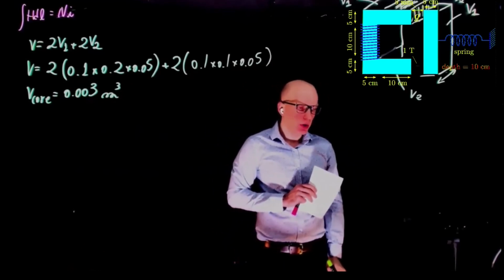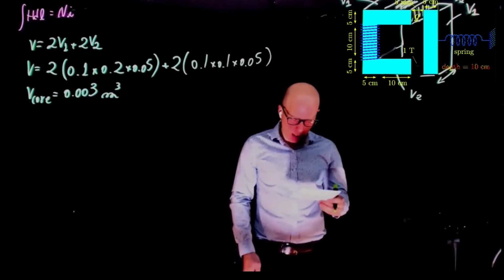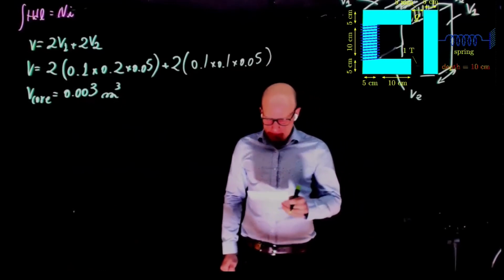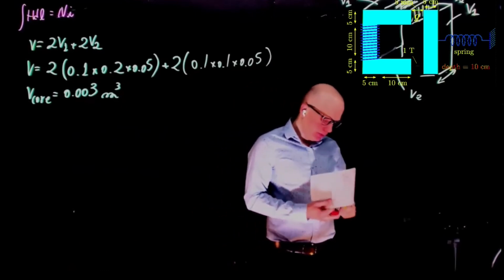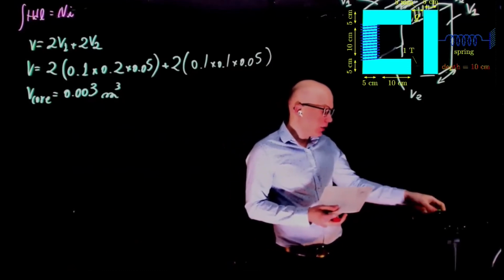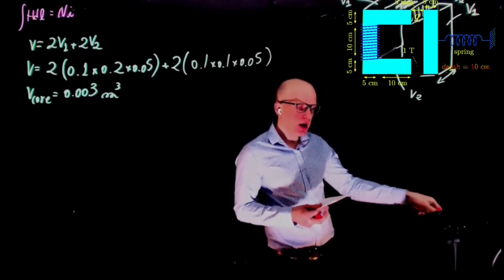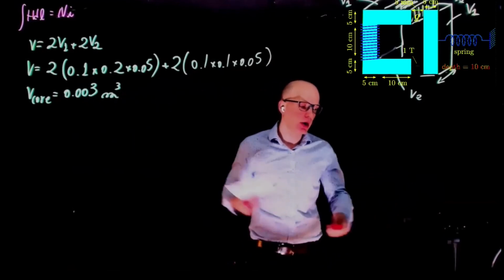Okay. We are looking at the energy stored in the core only, so we don't need to worry about the air gap. Any questions here? Or are we good? All right, now that we have the volume, we can calculate the energy density. And when you calculate the energy density and multiply that with the volume, we have the energy.